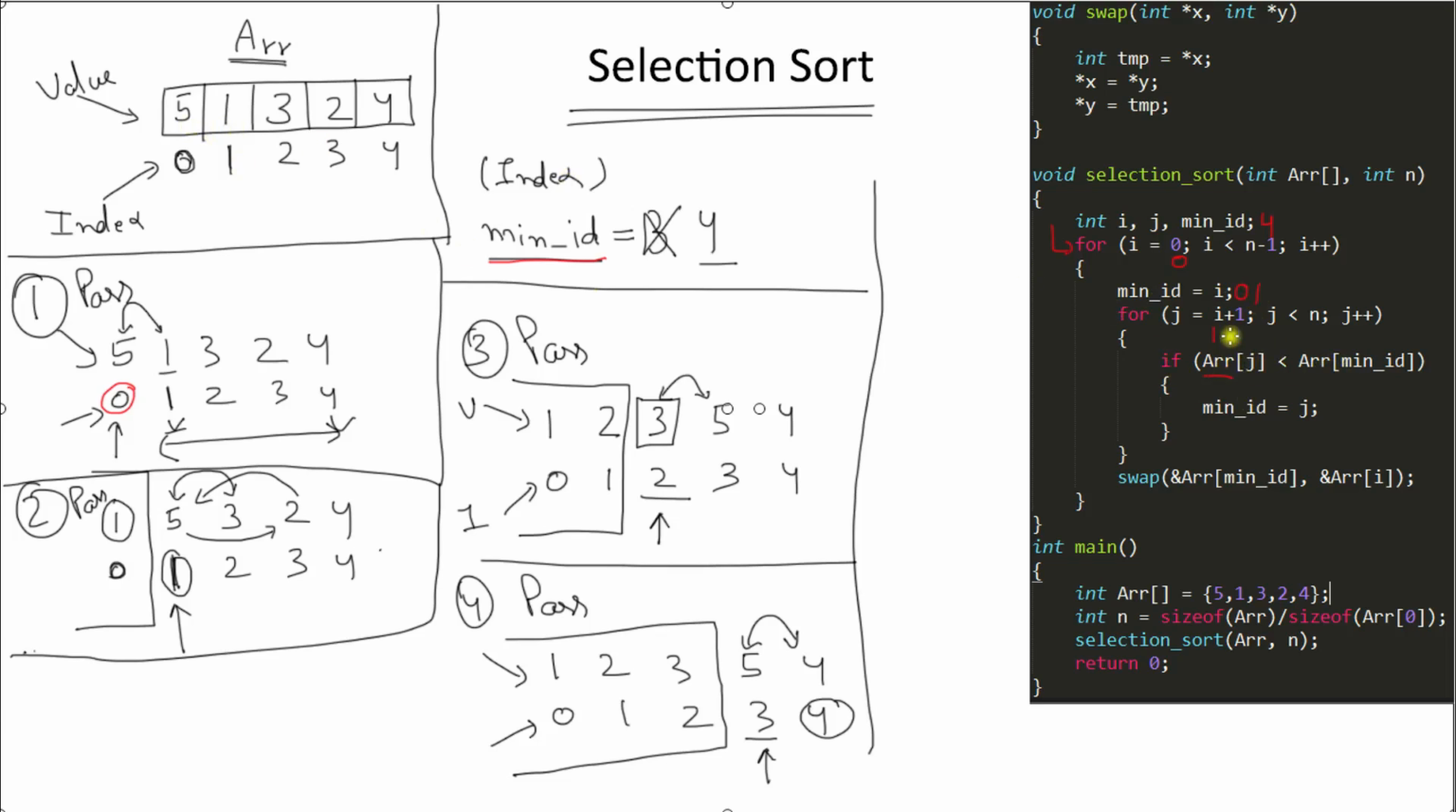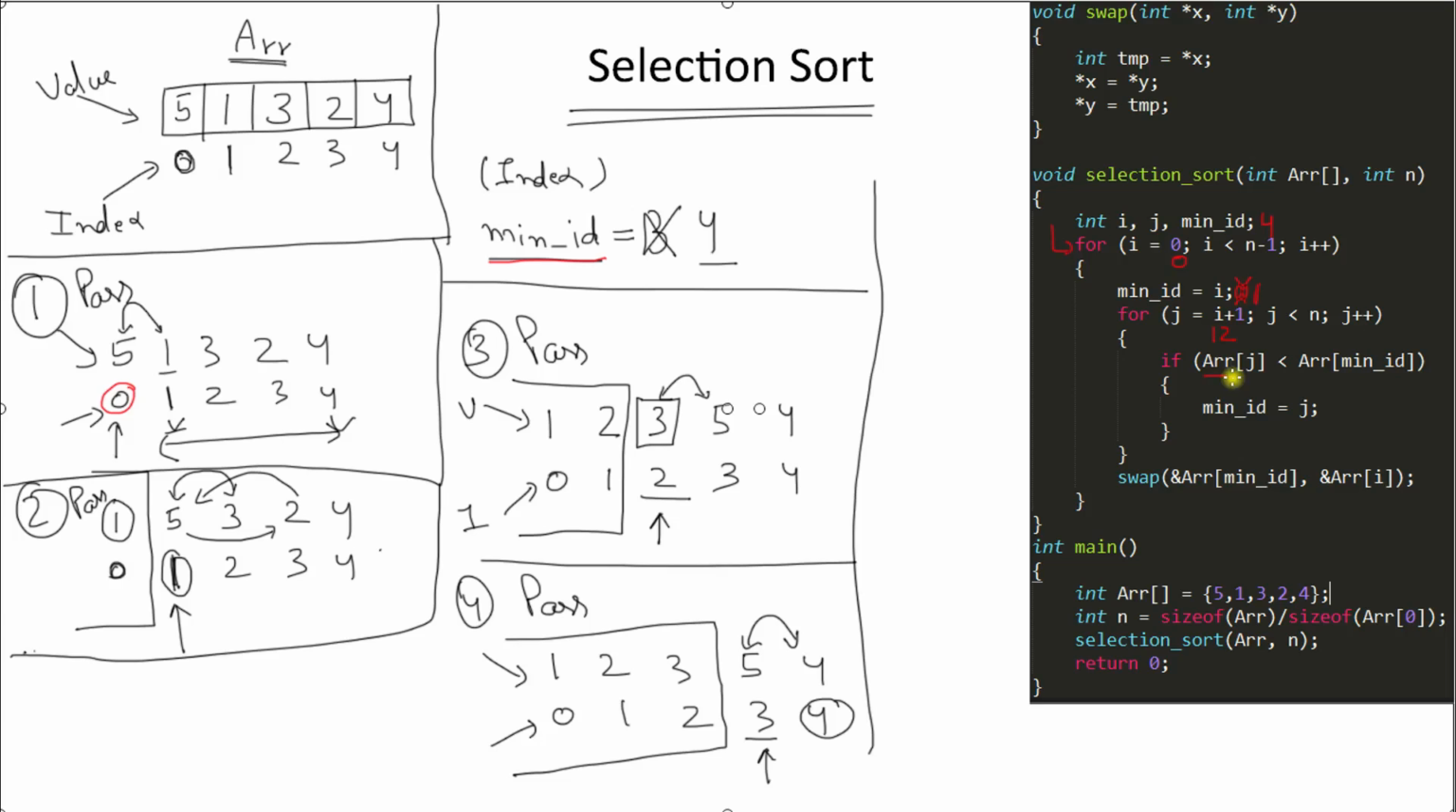Array of j, which is 1, is less than array of minID, which is 0. So 5 is greater than 1, which is true. So that's why we have made it 1. This 0 will go off. Now it is 1. Then the loop will go back and j plus plus, so j was 1, then it will become 2.